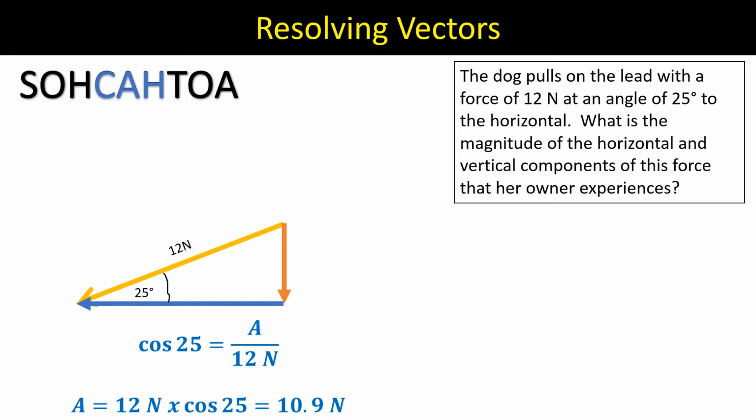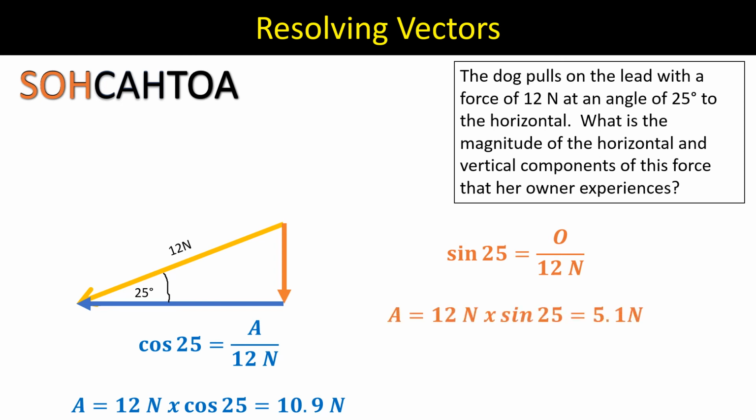And for the vertical component, the orange one here, you could either use Pythagoras, or we're going to stick with trigonometry. Sine of 25 will equal the opposite, the orange vector, over the hypotenuse, which is 12 newtons. So sine 25 equals opposite over 12. Rearranging this, the opposite side would give us 12 newtons times sine 25, which would give us 5.1 newtons.